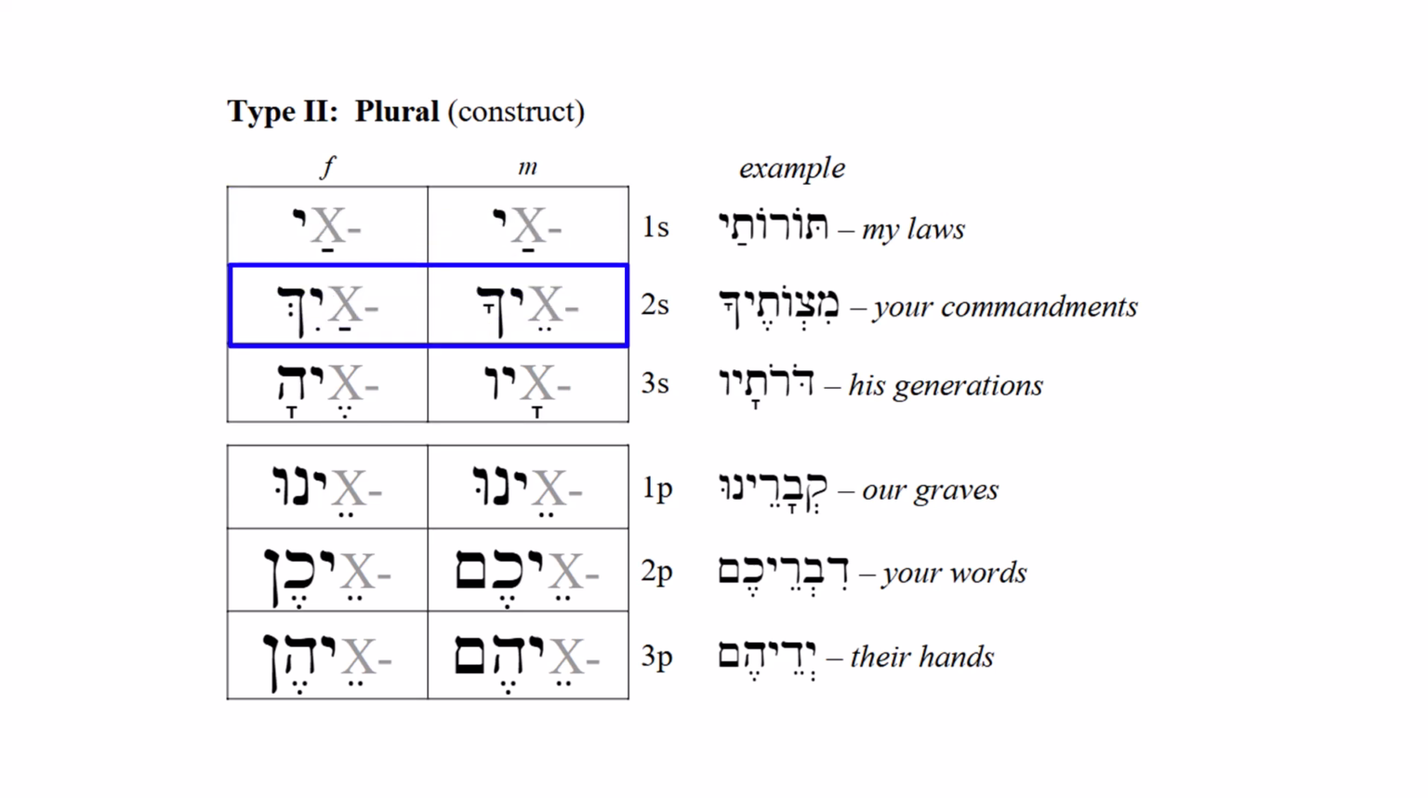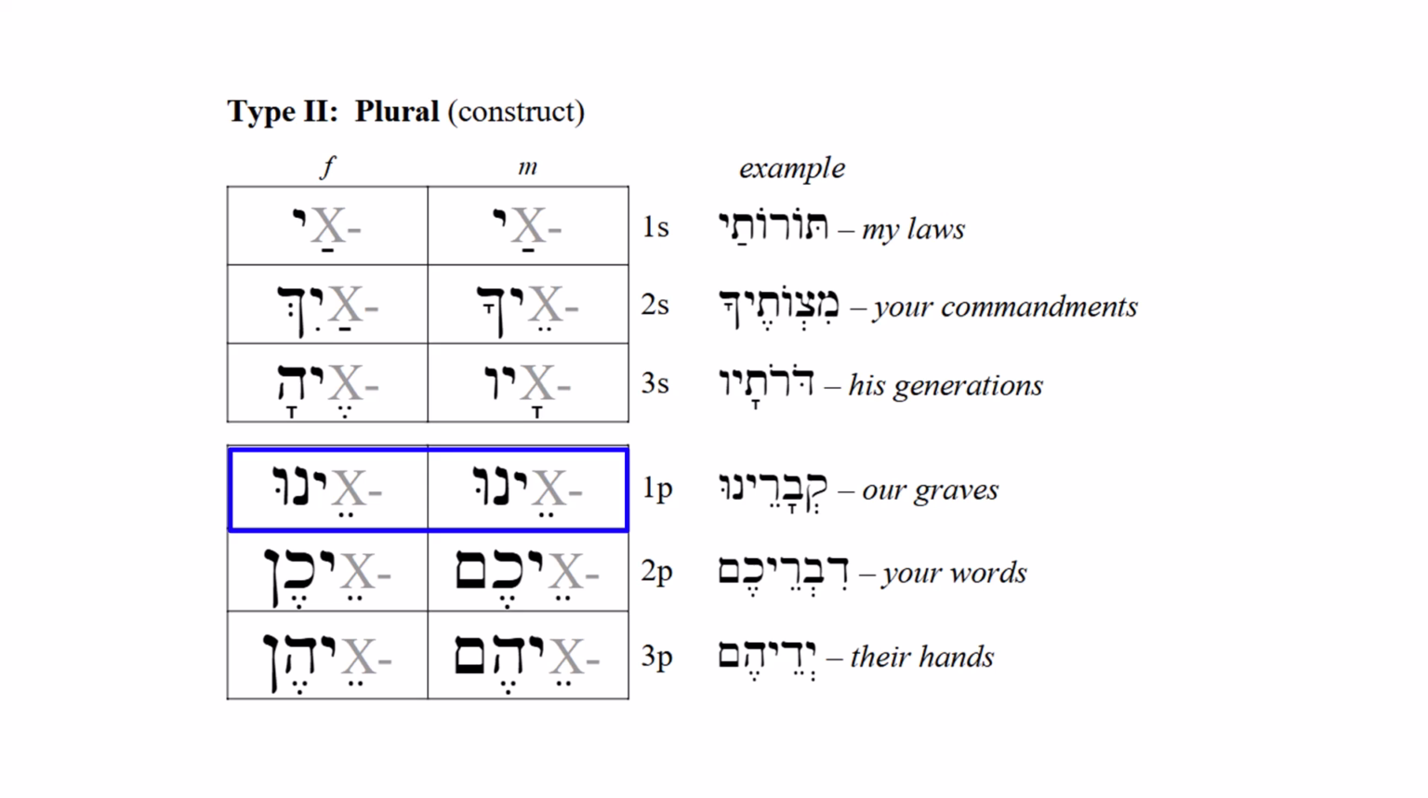Second example is mitzotecha. Mitzotecha means your commandments. That cha at the end is how you say your. Instead of saying commandment, because of the sereyod here, sereyod cha is now plural. The noun is plural. You say commandments. And the third person singular example, dorotav. The last letter there is vav. That kametz yod vav is coming from the masculine. You have kametz yod vav, and it means his generations. So dorotav means his generations.